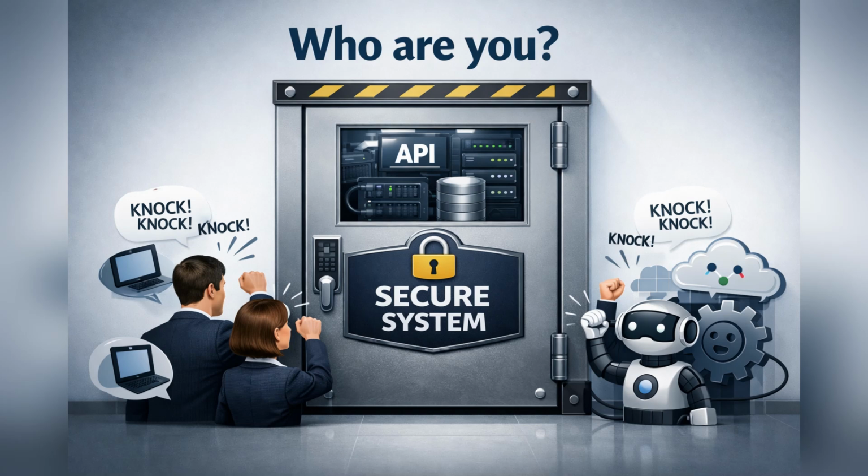Before a system can allow or deny access, it first needs to answer a simple question. Who is making the request? Think about it. If your backend receives a request to access user data, it can't decide anything until it knows the identity behind that request.